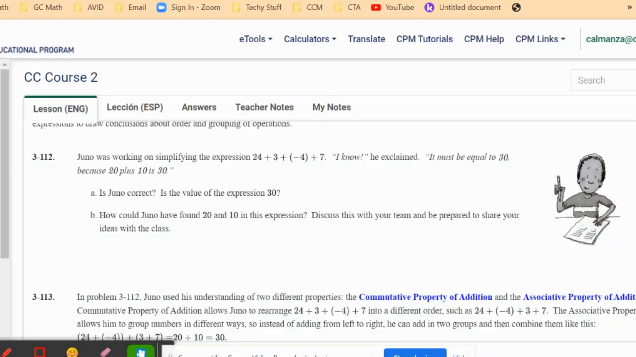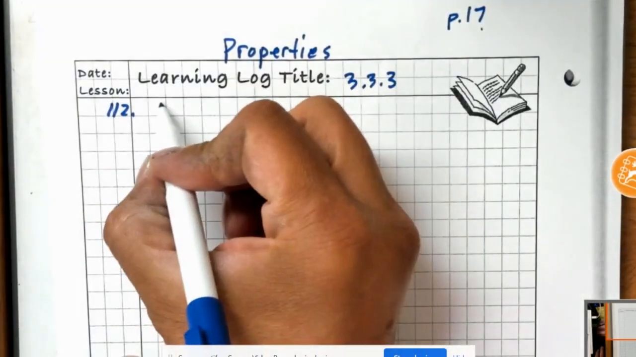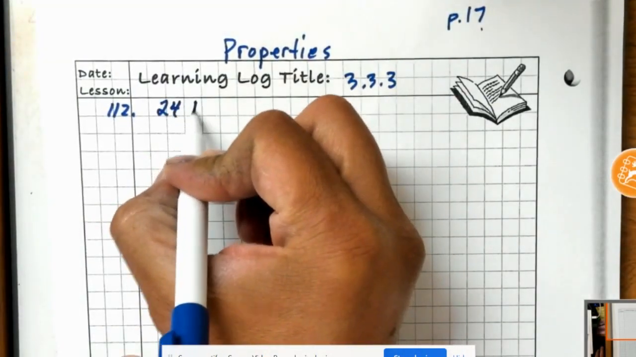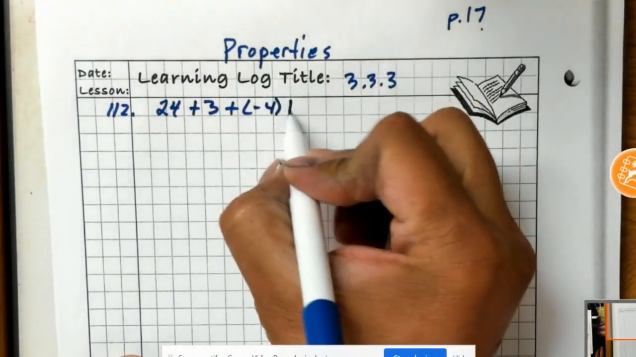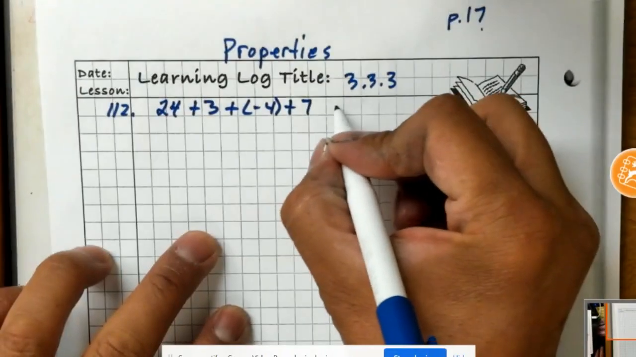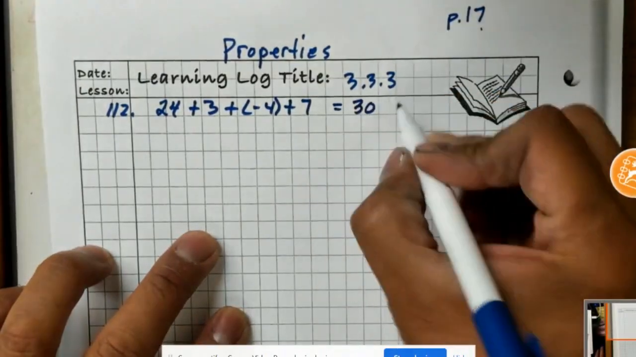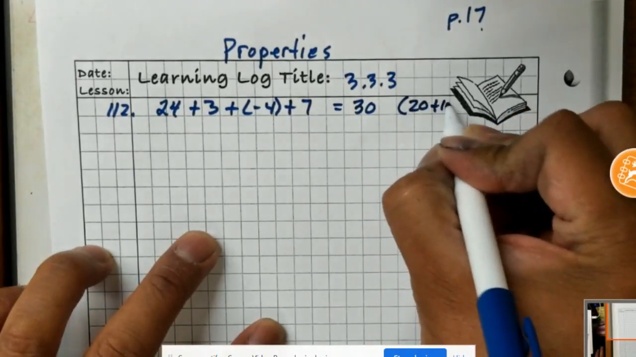It says Juno's working on a problem, 24 plus 3 plus -4 plus 7, and exclaimed, I know, it must be 30, because 20 plus 10 is 30. So let's investigate this a little bit. You got 24 plus 3 plus -4 plus 7. And Juno said, I know that it is equal to 30, because 20 plus 10 is 30.